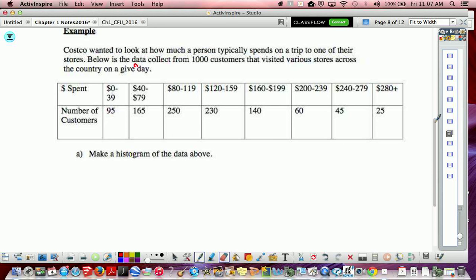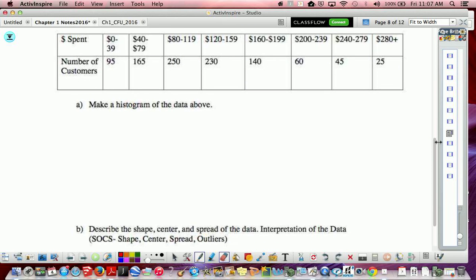So it says make a histogram of the data above. Again, we want to construct our axes. The x-axis, we're going to label money spent. If we look at our frequency, the biggest one will be 250. We had 250 customers spend somewhere between $80 and $119, roughly. Since I'm going to 250, I'm going to count by 50s. 50, 100, 150, 200, 250.